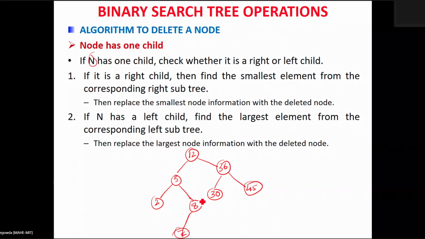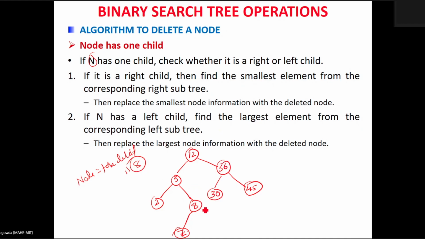Now let us assume that this BST exists. What I want is to delete the node 8. The node to be deleted is 8 in this case. What does the algorithm say? The first step: if it is a right child, then find the smallest element from the corresponding right subtree. Or if n is a left child, find the largest element from the corresponding left subtree. Say for example, I want to delete 8 here.